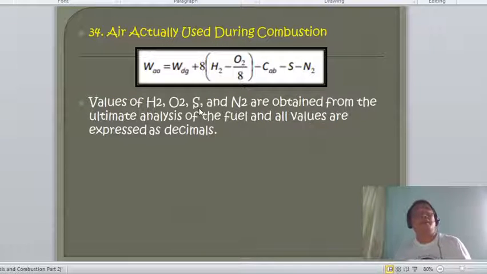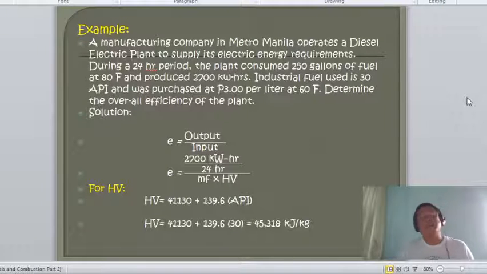Another is the air actually used during combustion. So, air actually used is equal to the weight of the dry gas plus 8 multiplied by H2 minus O2 over 8, minus carbon actually burned, minus sulfur, minus nitrogen. So, very complicated formulas. Okay, class, let us now take an example.